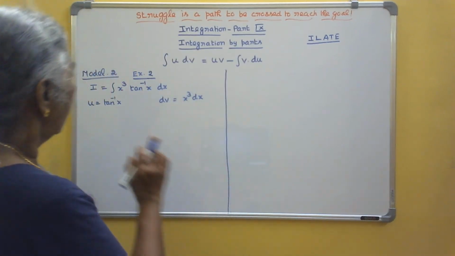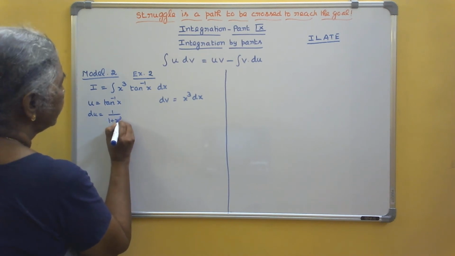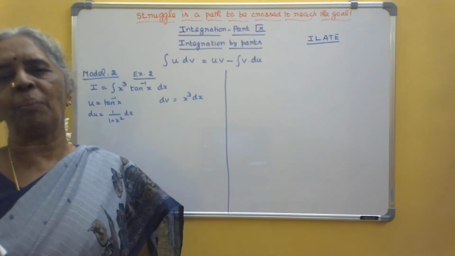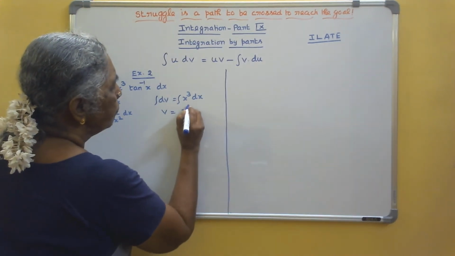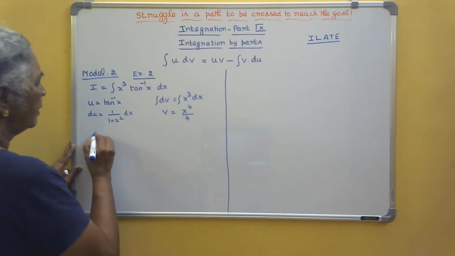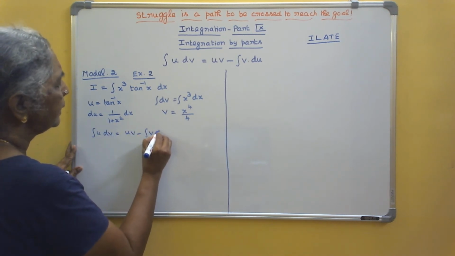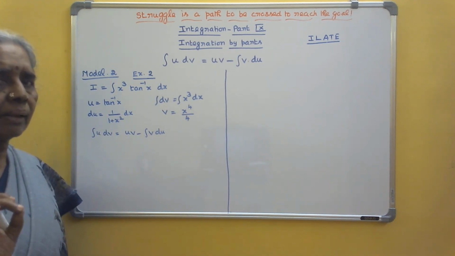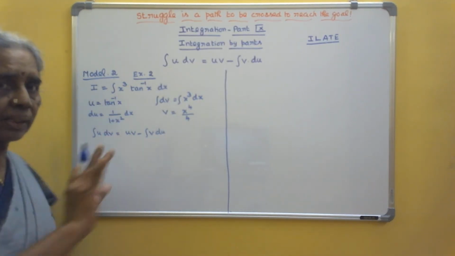Okay. Now differentiate the u function. du is equal to 1 by 1 plus x squared dx. Right. So you should remember all the differentiation formulas also. Now here you integrate. You will get v is equal to x power 4 by 4. Now write the formula. Integral u dv is equal to uv minus integral v du. Check whether your LHS represents the given I. You have here tan inverse x, here x cube dx. Okay, you have to check whether everything is covered.